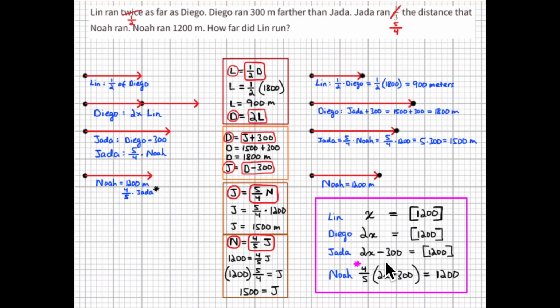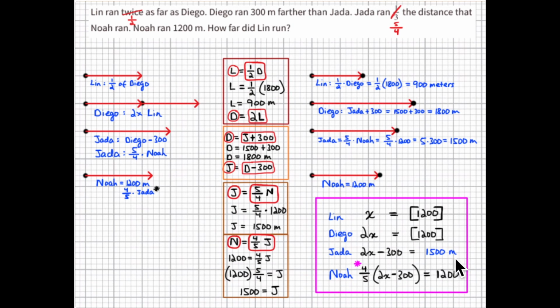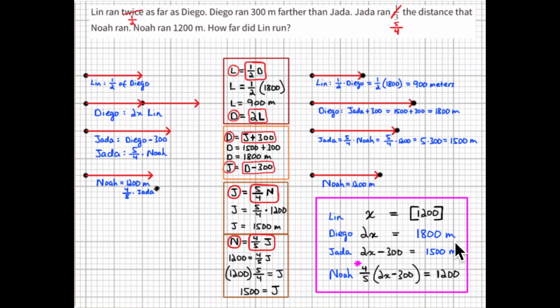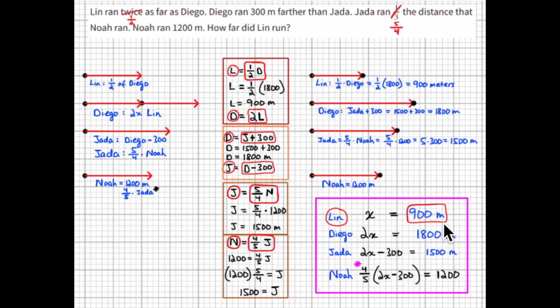So Jada runs 5/4 of Noah's distance. So 5/4 of this expression is equal to 2x minus 300, and is also equal to 1,500 meters. So 5/4 of 4/5 is equal to 1, and so you're left with Jada's run, which is 1,500 meters, which is 5/4 of 1,200. And Diego ran 300 meters more than Jada. So this is Jada's run, so add 300 meters to it, add 300 meters to this side. So Diego's run is going to equal 1,800 meters. And Lynn ran half as far as Diego, so half of 2x is x. And half of 1,800 is 900 meters. So Lynn's run, written as x, is equal to 900 meters.